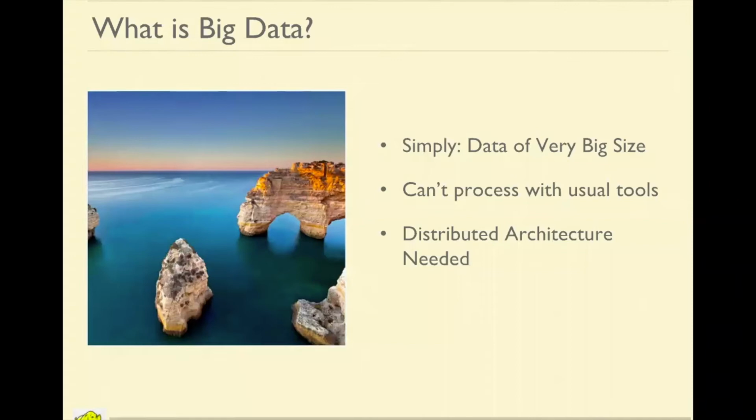And what is a distributed system? A network of computers, or a software layer, which divides the work amongst many computers. Distributed architecture is a software architecture which utilizes many computers to achieve a goal. So that's what big data is, and let's stick to this definition.